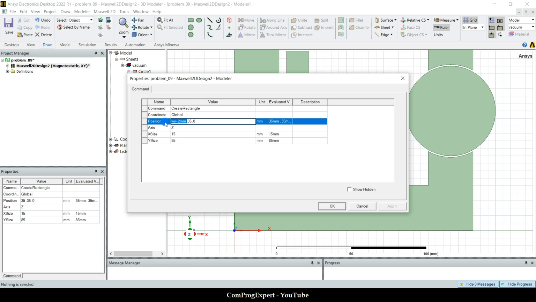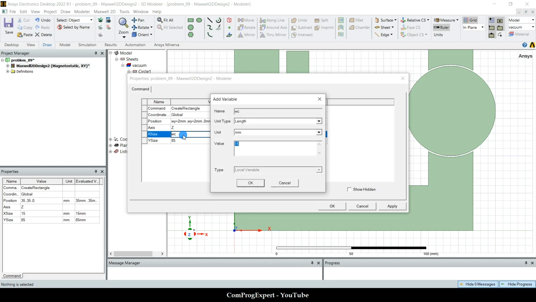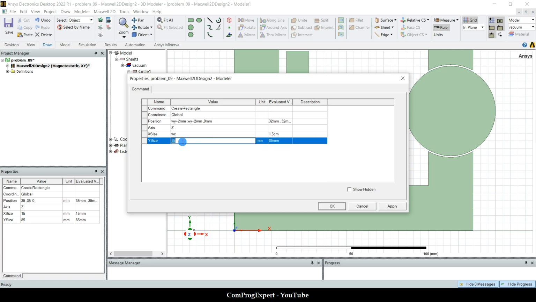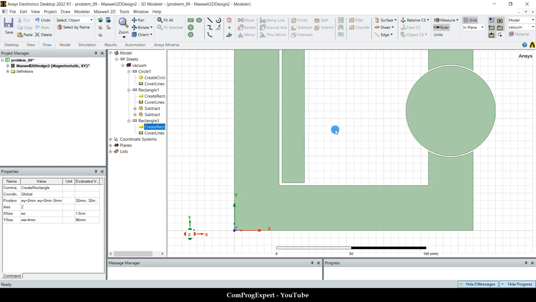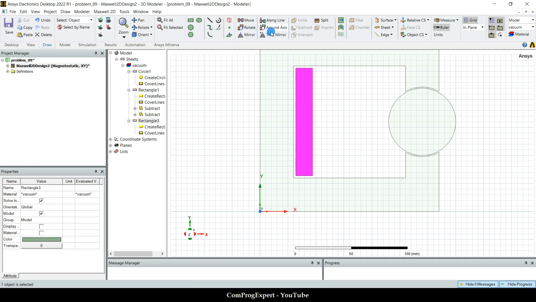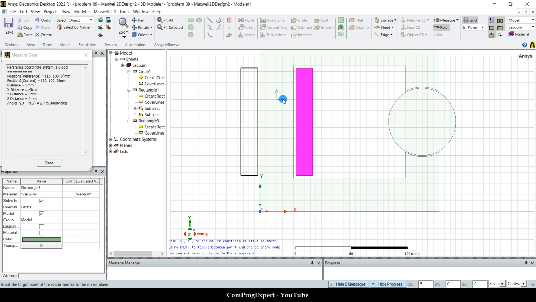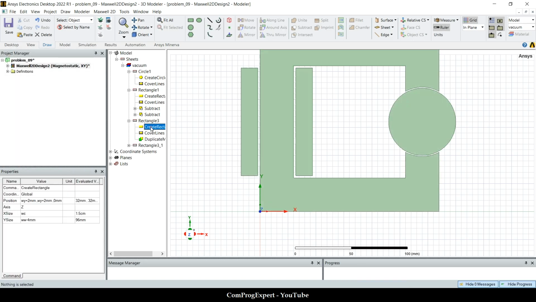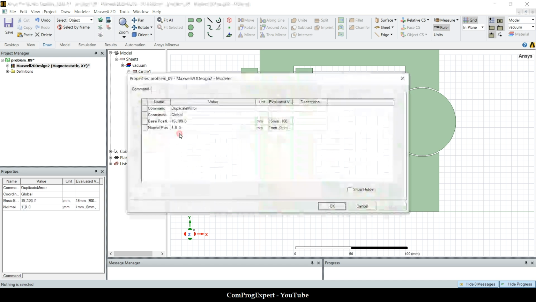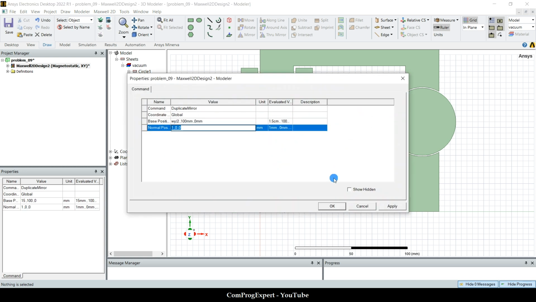The y is the same. This is width of the coil equal to 1.5 centimeters. This is width of the window minus 4 millimeters. Okay, this coil arm, let's duplicate and mirror it here. This one, this is the width of the yoke divided by 2.